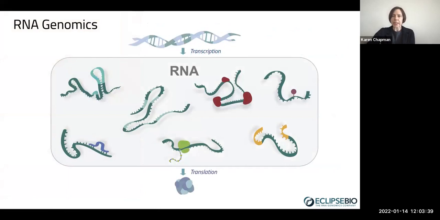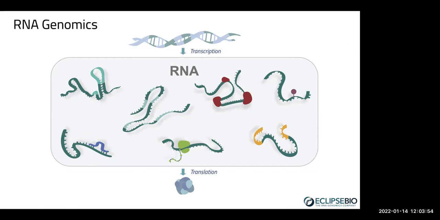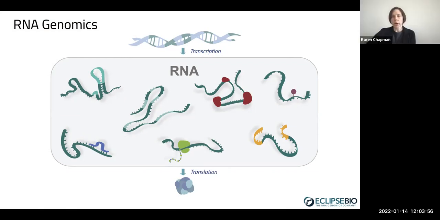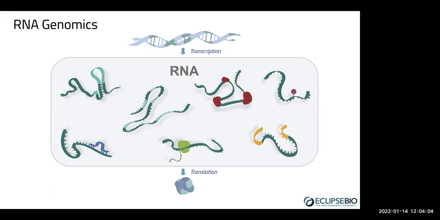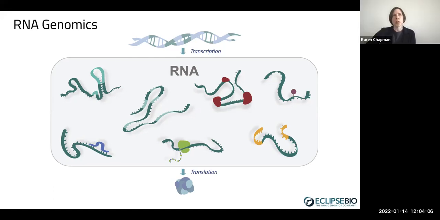So let's dive into the RNA world here. What I have depicted here is basically an embellished version of the classic central dogma: DNA transcribed into RNA and translated into protein. But as you can see from the diagram, the RNA world is actually much more complex than just a simple linear molecule. And as you can imagine, the traditional RNA-Seq is very unidimensional relative to really what's going on in the RNA world.